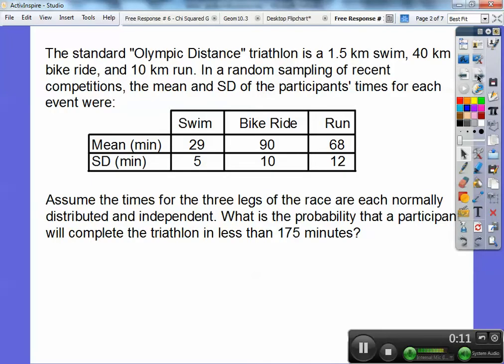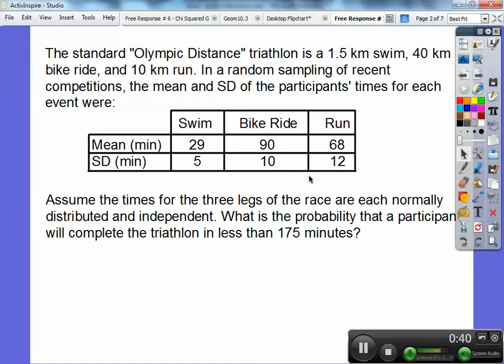The standard Olympic distance triathlon is a 1.5 kilometer swim, 40 kilometer bike ride, and 10 on the run. So in a random sample of recent competitions, the mean and standard deviation of the participants' times for each event were given in this table right here. Okay, so for the swim, the mean time is 29 minutes. So it says right here in minutes. The bike is 90 and the run is 68. And then the standard deviations are given as 5, 10, and 12 respectively.